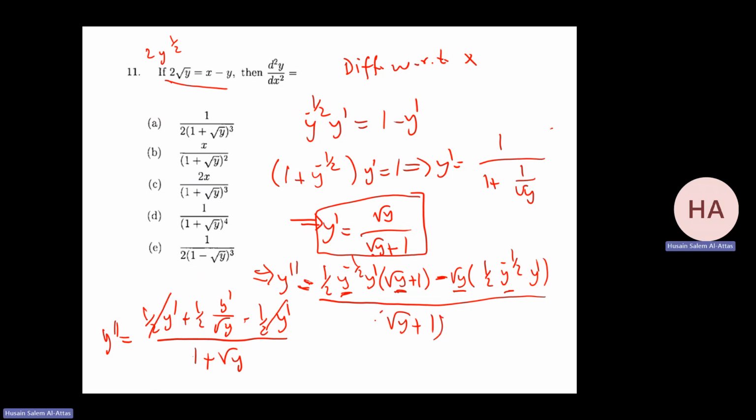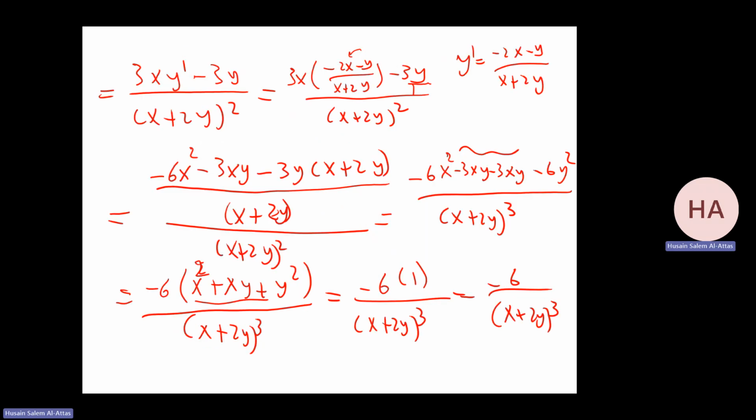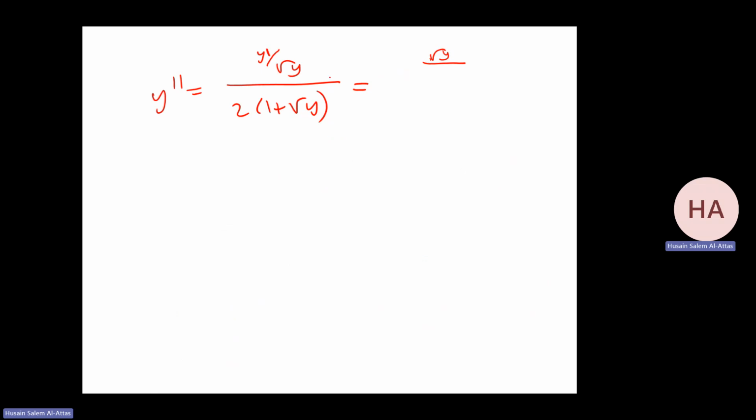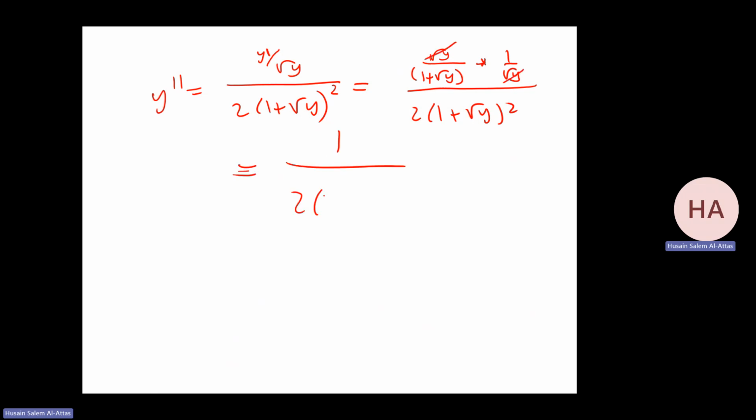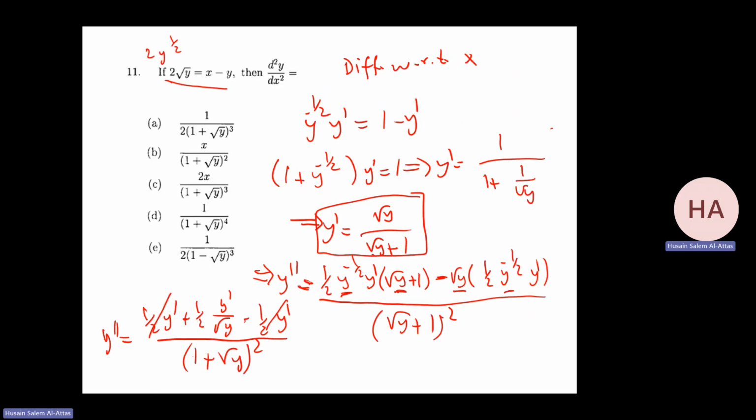Sorry, I have a square here. That should be square. Okay, so this is square. So I have square root of y, 1 plus square root of y times 1 over square root of y over 2, 1 plus square root of y square. This is cancelled. I'm getting 1 over 2, 1 plus root y cubed. This is squared because of the rule, I have the square of the denominator. Yeah, that's it. It's a matter of calculation.